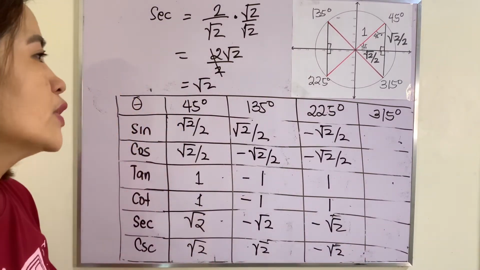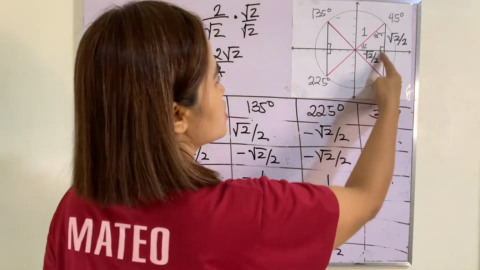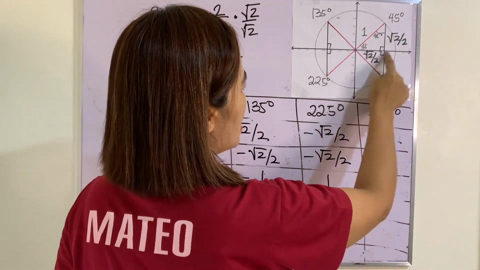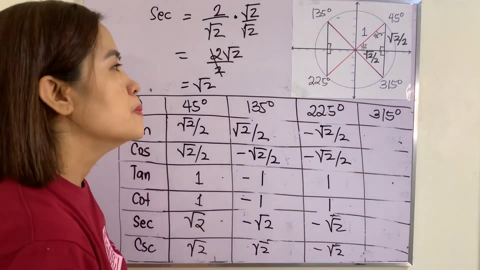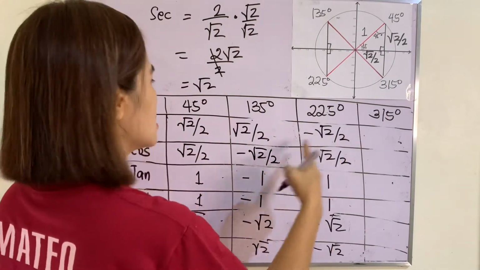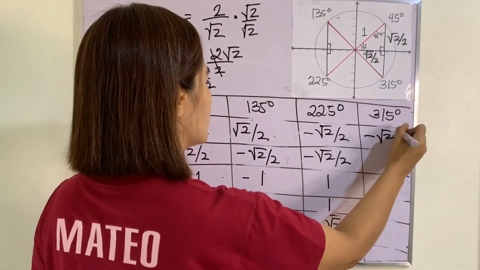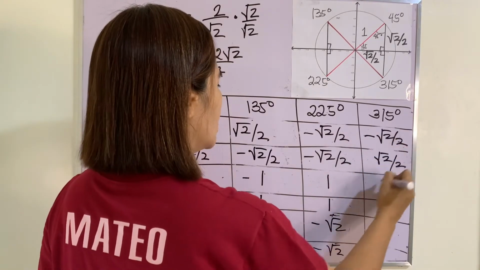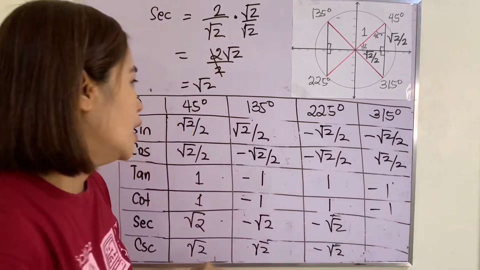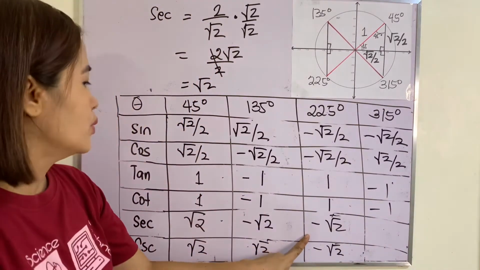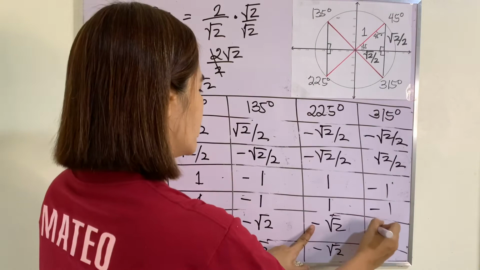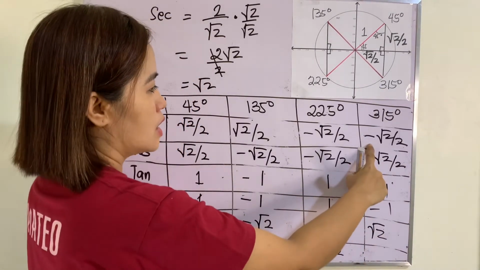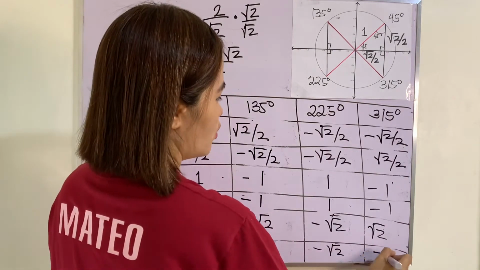Okay. For the last one, 315, this one is your y, which is, of course, negative here. And this one is your x, which is positive. So this is negative square root of 2 over 2. This one is positive square root of 2 over 2. This is negative 1, negative 1. And for the reciprocal of cosine, we have this one. So this is square root of 2. And for the reciprocal of sine, the cosecant, this one is negative square root of 2.